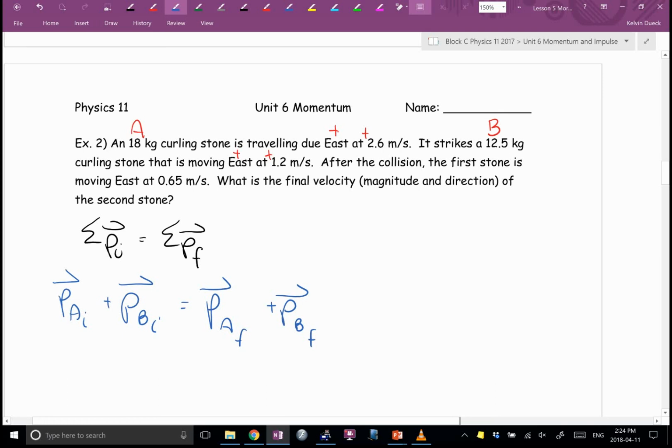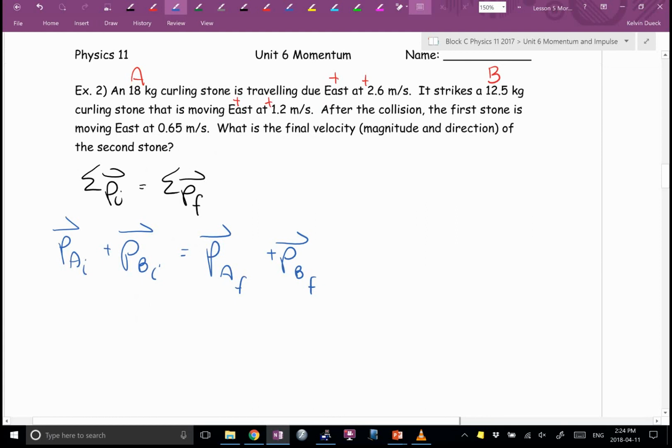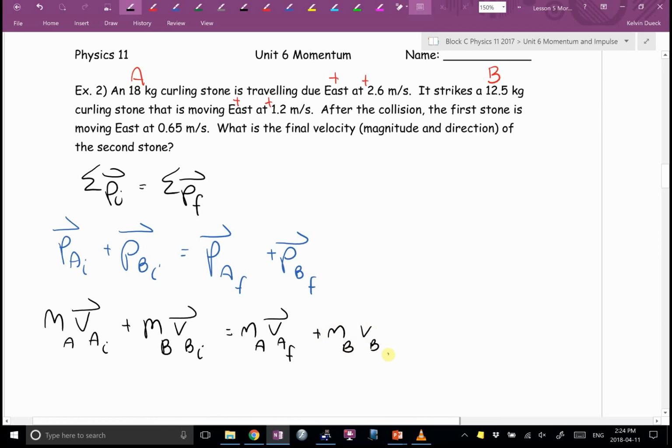Now, you may find as you get good at this that you can combine a couple of these steps, and then for your homework, knock yourself out, go ahead and try. In our notes, Oliver, I'm being very meticulous, and I'd probably do it this way on a test. My next line, I would say, mass A, velocity A, initial. Mass B, velocity B, initial. Mass A, velocity A, final. Mass B, velocity B, final.